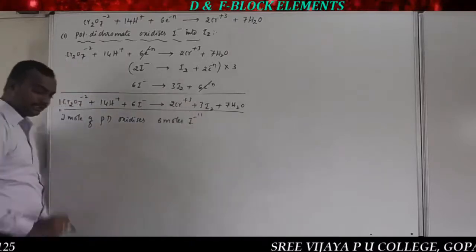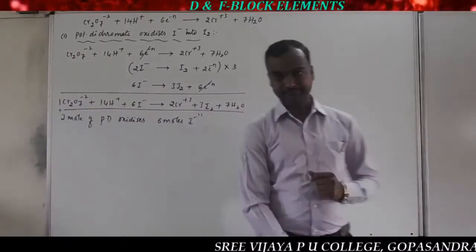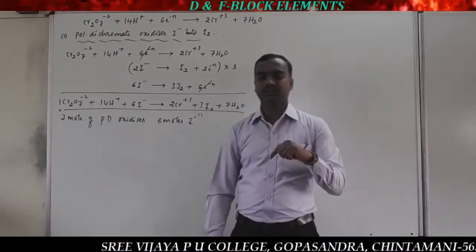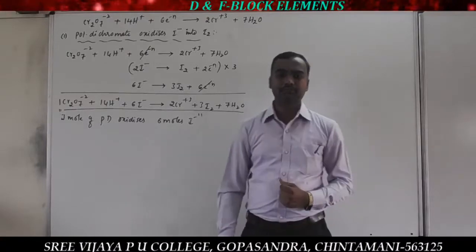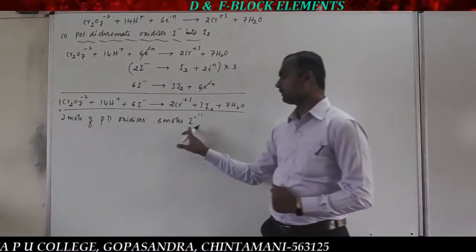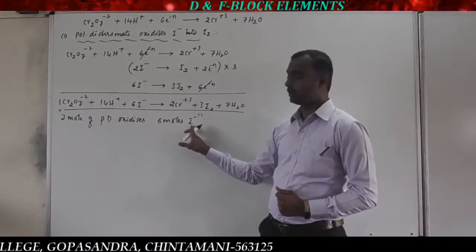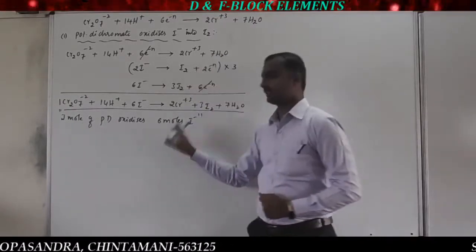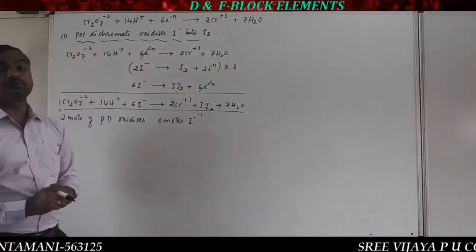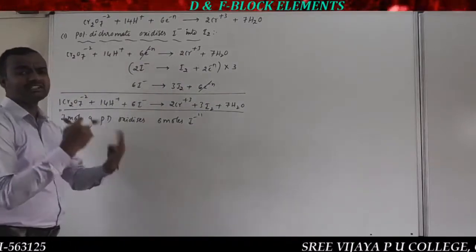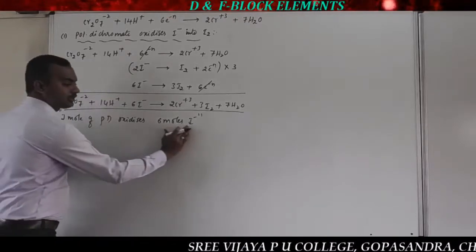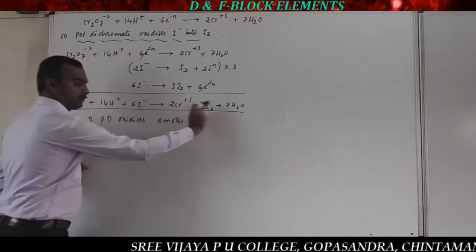Using this, they ask questions in competitive exams. What is the question? How many moles of iodide ion get oxidized by 2 moles of potassium dichromate? You must know the general rule: 1 mole of potassium dichromate oxidizes 6 moles of iodide. So for 2 moles, cross multiply and you get 12 moles of iodide oxidized in the presence of 2 moles of potassium dichromate. The numerical may change, but the concept is that 1 mole of potassium dichromate oxidizes 6 moles of iodide. Don't mug up, this is the equation.